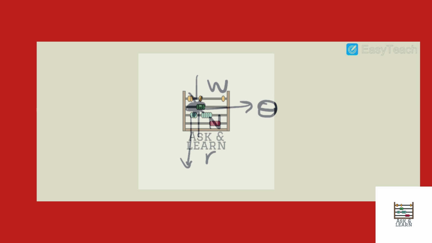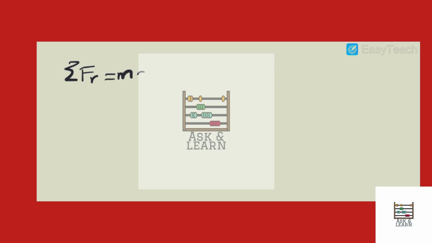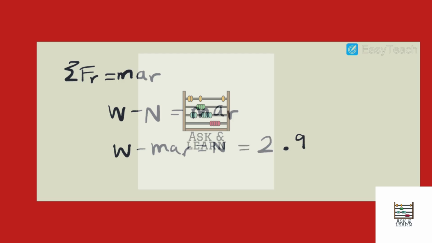So from this, we can develop Newton's second law in the r direction and say that the net force in r is equal to m times ar. And we can see that this will simply just be equal to weight minus the normal force is equal to m times ar. Isolating for n gives us that w minus m ar is equal to n, and this gives us a normal force that's equal to 2.95 kilonewtons. And that's our final answer.